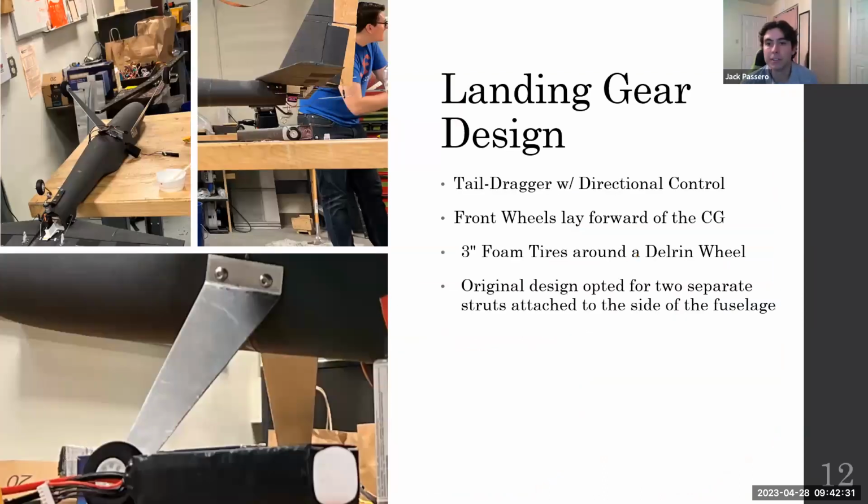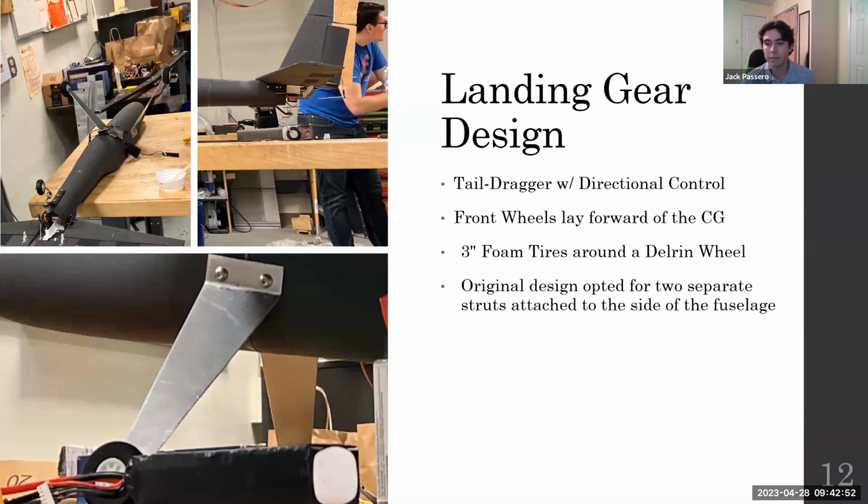All right, moving on to the design of our landing gear, we decided to go with a strutted tail dragger with directional control. This allowed for ease of pilot control on taxiing. A strutted tail dragger was also easier, we thought, than a bowed tail dragger in terms of structural stability within our fuselage. However, you'll see in the Mark II design, we decided to try out a bowed landing gear.